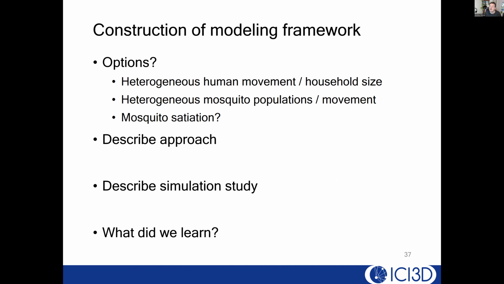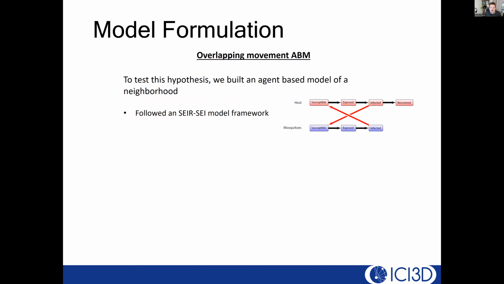So we're going to have to run our model many, many times and then ask questions about what we learned. As I mentioned, we're going to build an agent-based model of a neighborhood. We're going to follow this SEIR model for humans, where humans get exposed. They go through a period of time where they've been exposed. They then become infectious to mosquitoes. They then recover, but mosquitoes then go through the same pattern of being susceptible, biting an infectious human being, to becoming exposed, then being infected, and then eventually the mosquitoes are going to die. So that's the modeling framework we're going to look at at the individual level.